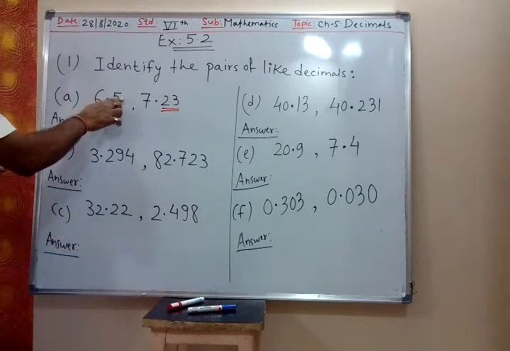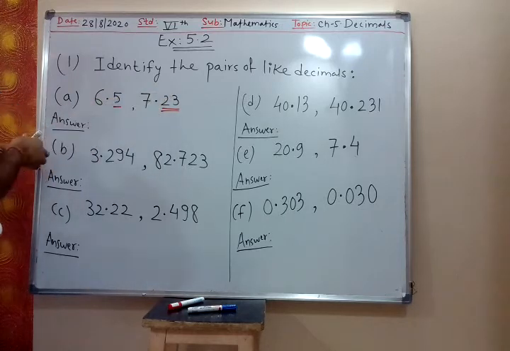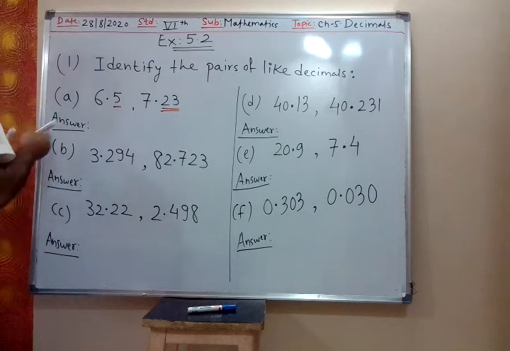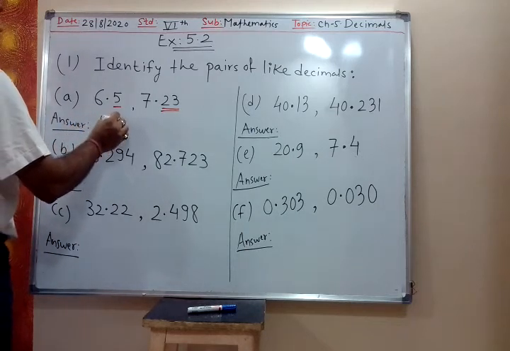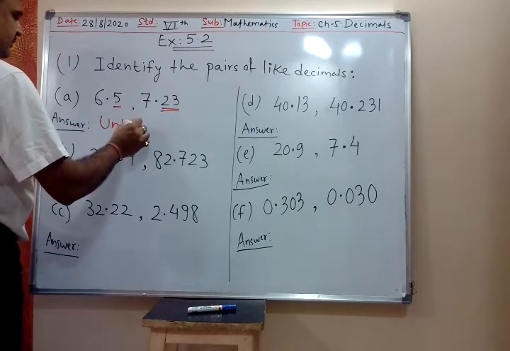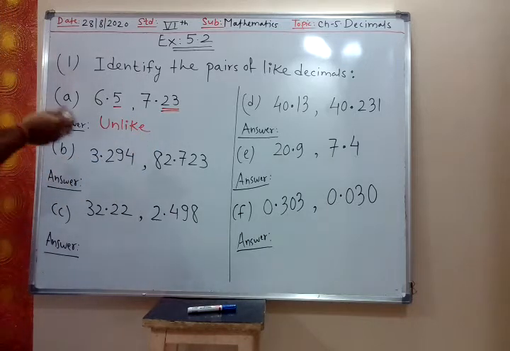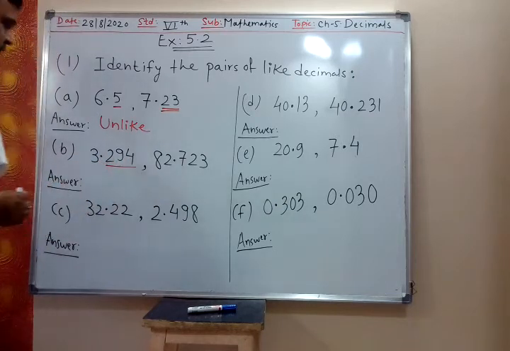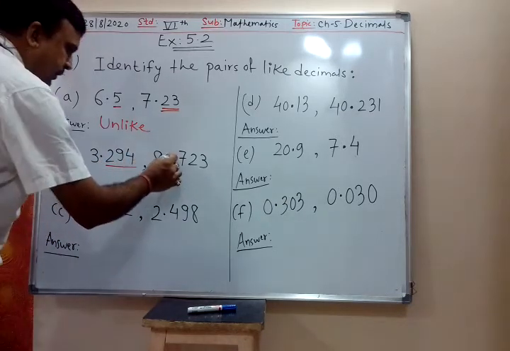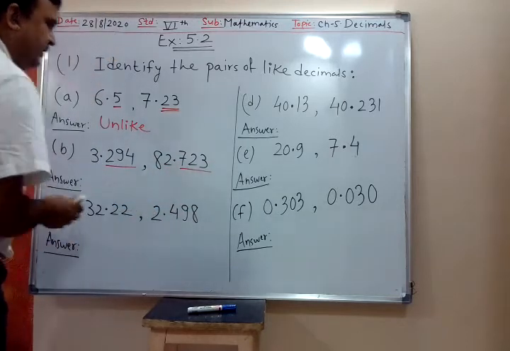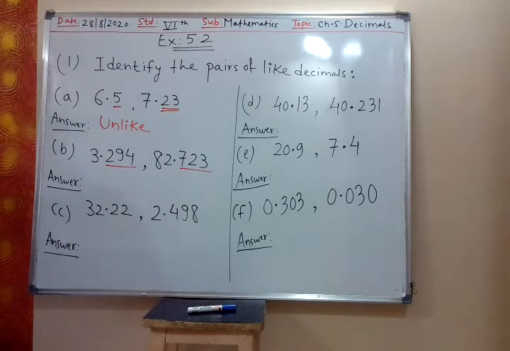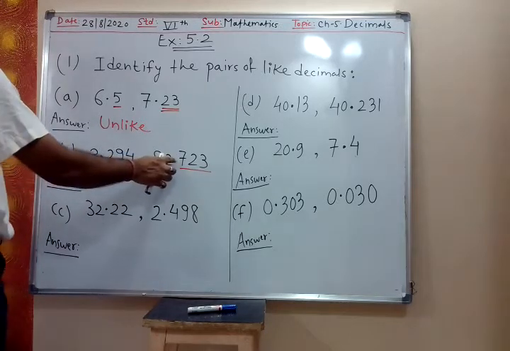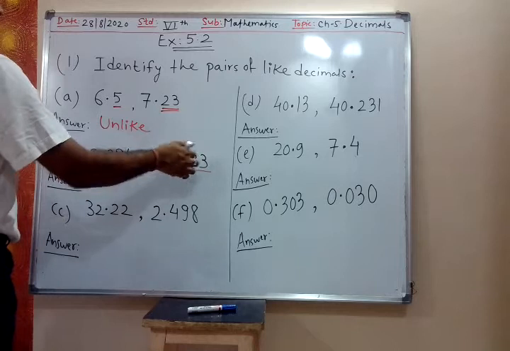After point, there is one digit. After point, there are two digits. So they are not same. So I will write unlike. The same thing for the second. After point, there are three digits, and after point, there are three digits. Are you getting? Yes, after point there are three digits, 1, 2, 3.